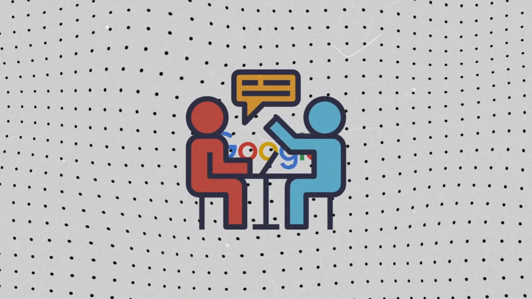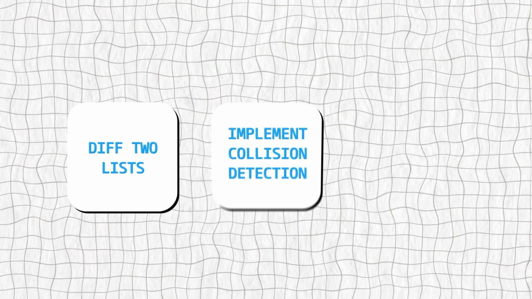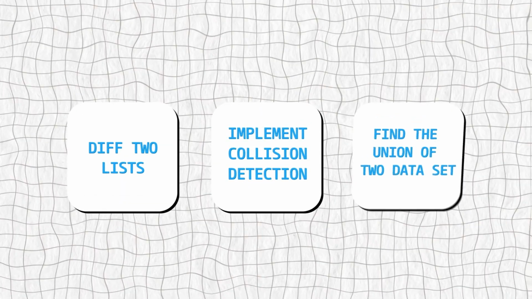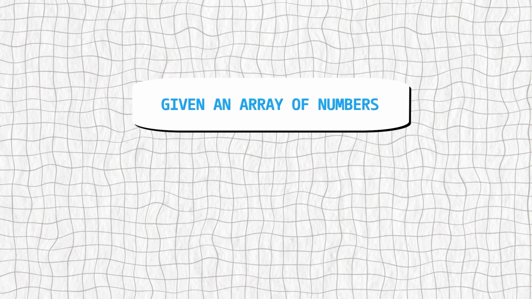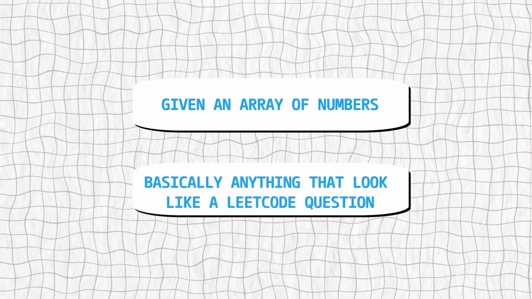Now, a typical Google coding interview will start out in one of several ways. For example, you might get a really ambiguous problem statement like diff 2 lists, implement collision detection, or find the union between 2 different sets. Or you might get a more specific problem statement that looks something like given an array of numbers, or basically anything that looks like a LeetCode type question. Now, if you've never heard of LeetCode, I'm going to touch on this just a little bit later in the video, so just keep watching.